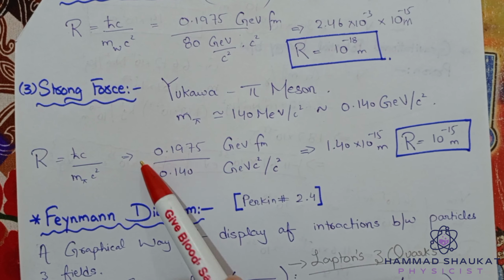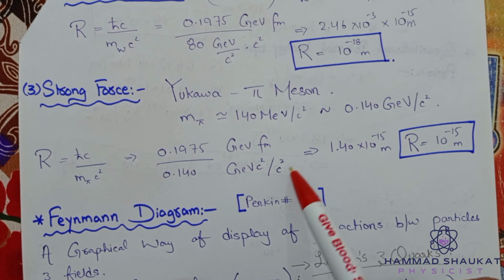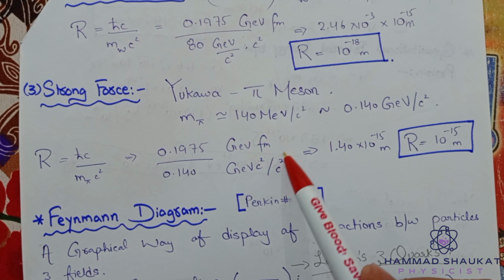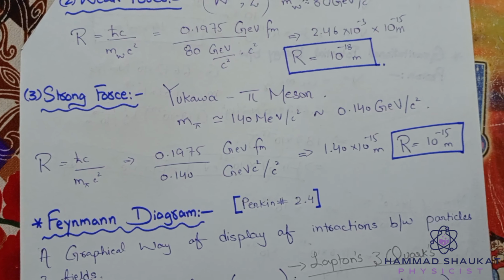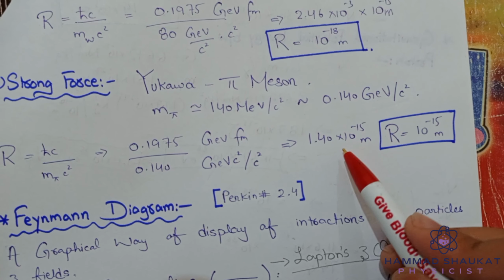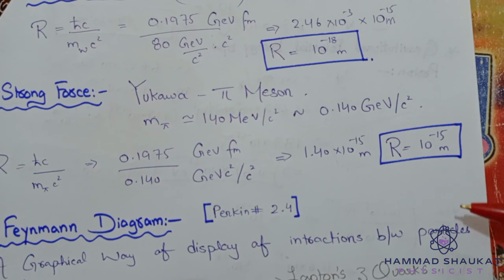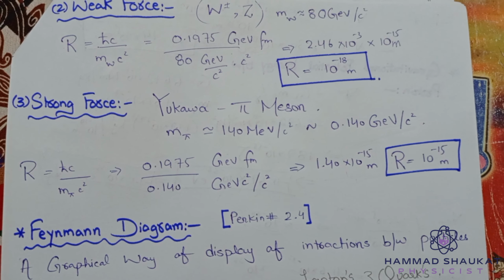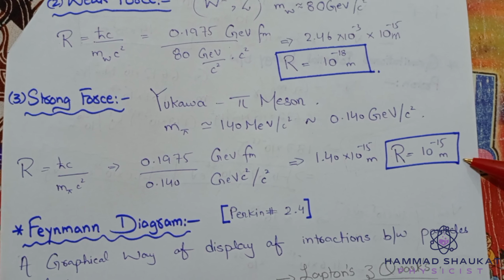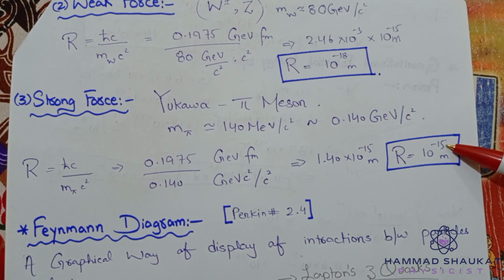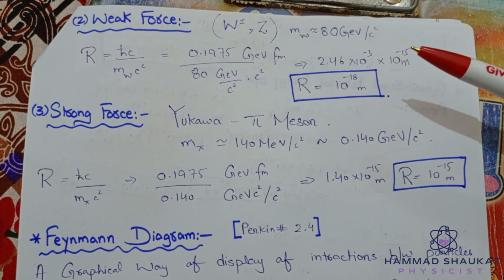Now putting the values of h-cut c and mass, the giga electron volt cancels with the giga electron volt, c square cancels with c square, and you will only be left with femtometer. After dividing and multiplying by femtometer, you will get your answer, and you only need this, which is the approximate range. So strong force has a range of 10 raised to power minus 15 meter. As I told you before, strong force is always between the nucleons, and the nucleon range is also 10 raised to power minus 15, which is a femtometer. So this is the range of strong force, and this is the range of weak force.